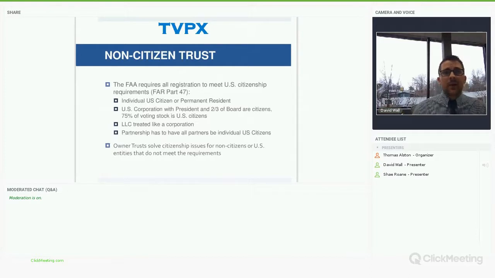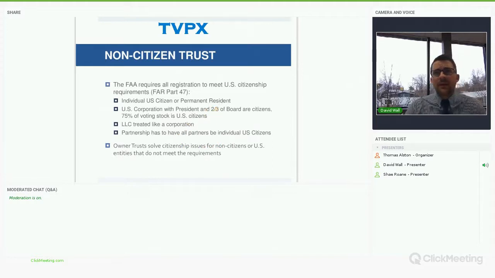So going into the non-citizen trust a little bit, and the difference between the trusts, they're all very similar. There are minor differences between trusts for citizens compared to non-citizens, but the basic structure is the same, and we'll go into that a little bit later.